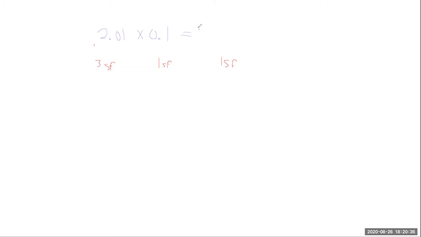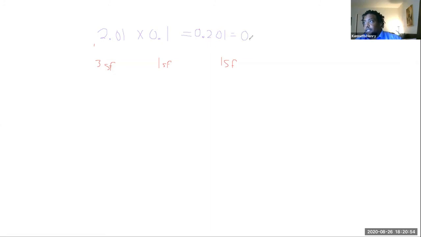It's 0.201. Okay, so the answer technically would be 0.201, right? So then, if I wanted to have 1 sig fig, what is going to be my final answer? 0.2. 0.2. That's correct. Piece of cake?